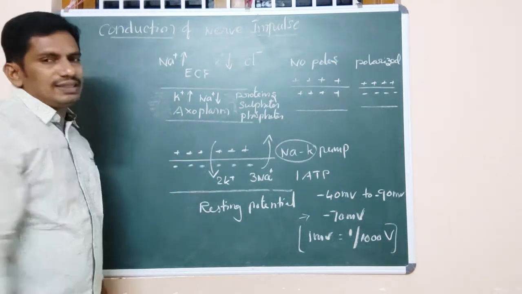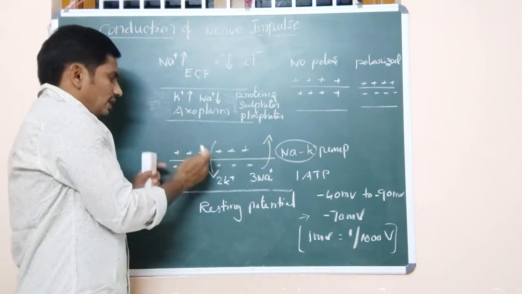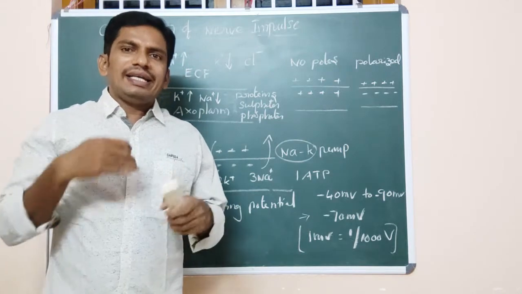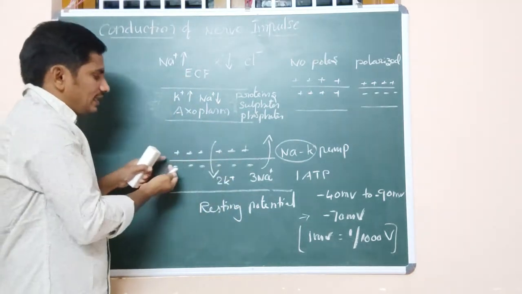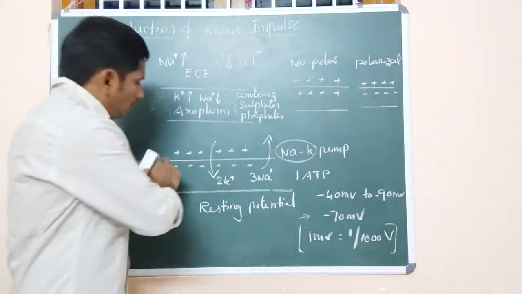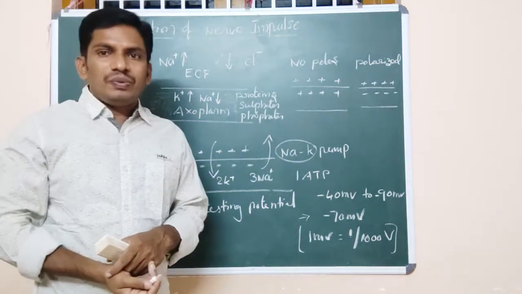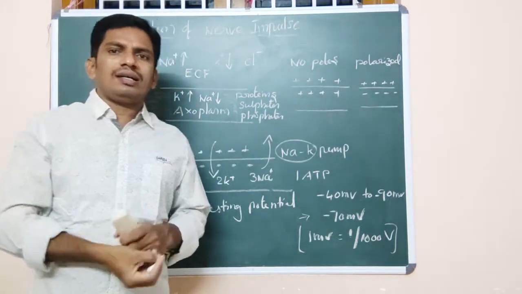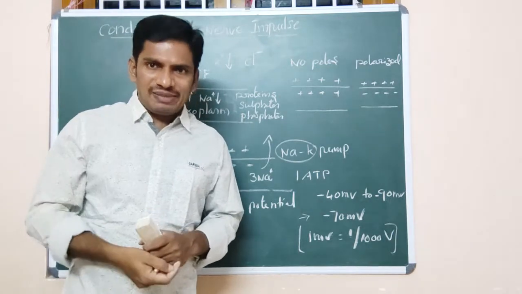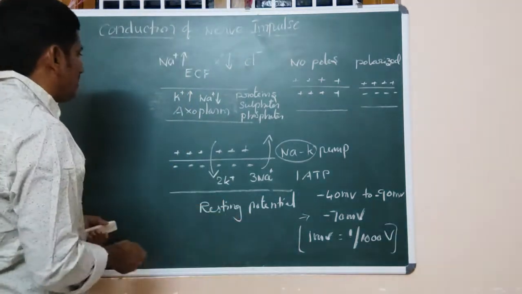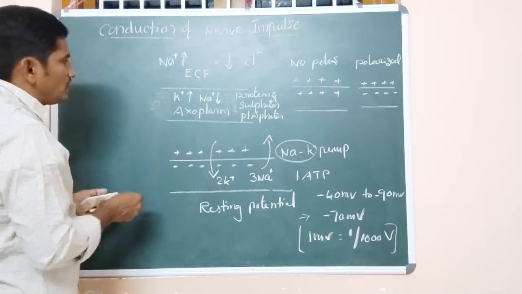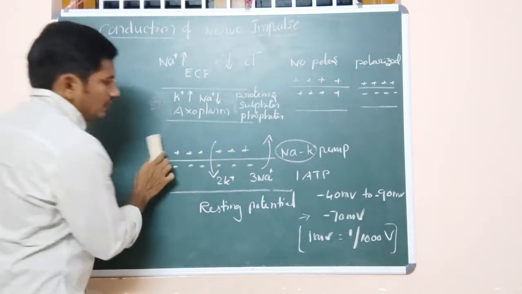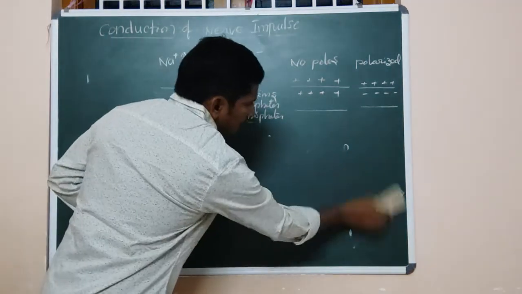When the neuron is in the resting state, these charges are distributed differently, which we call the concentration gradient of charges throughout the axonal membrane. We can say this is the resting state. When nerve impulse conduction takes place, there are some steps. The first one is the resting state, which I drew here; I will draw it again.